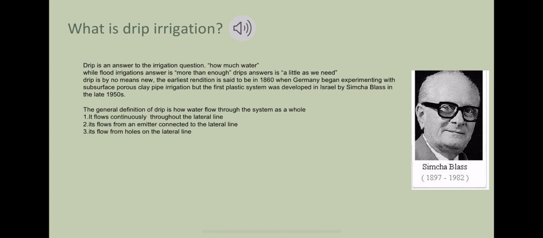If we get into another definition, drip can also be defined by how water flows through the system: continuously through lateral lines, through emitters connected to said lateral lines, and openings on these lateral lines.